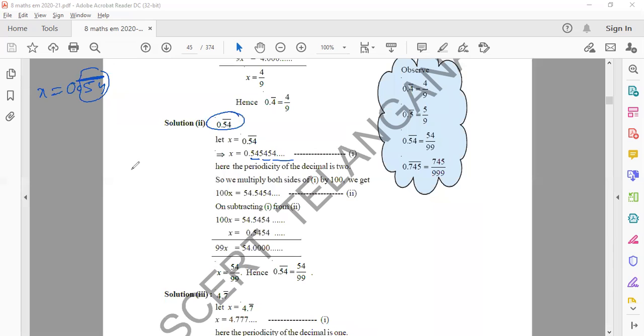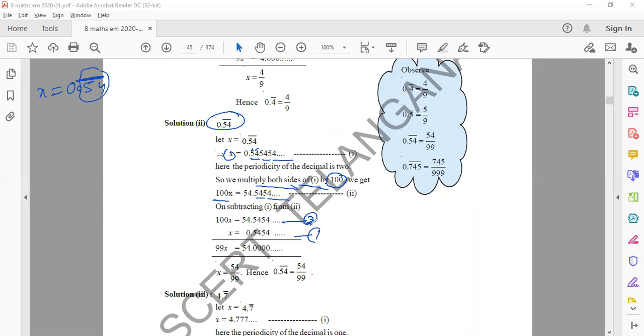That means you have to multiply with 100 on both sides. So x into 100, 100x. 0.5454 with 100 means 2 points will shift, so 1, 2, so 54.5454. Clear? Now this is equation number 1.